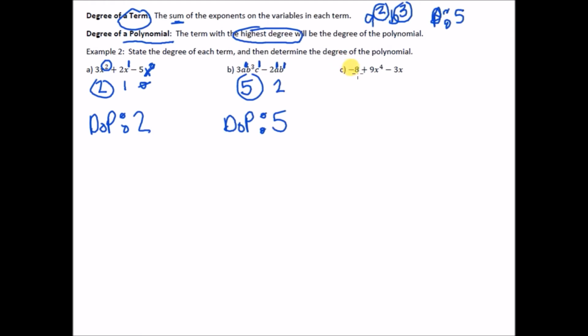And the last one. This is a constant, so degree 0. This is degree 4, and this is degree 1. In this case, the degree of the polynomial is the largest one, which is 4.